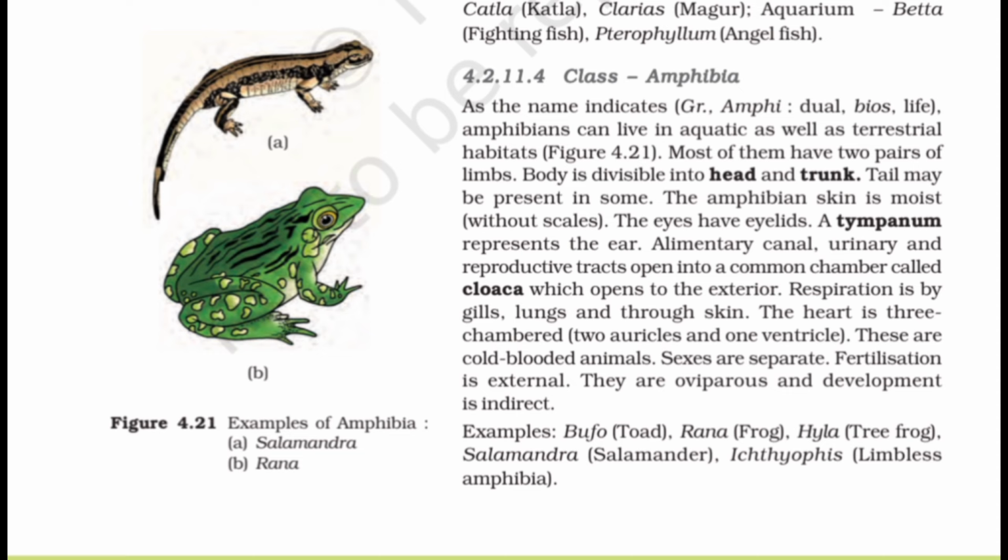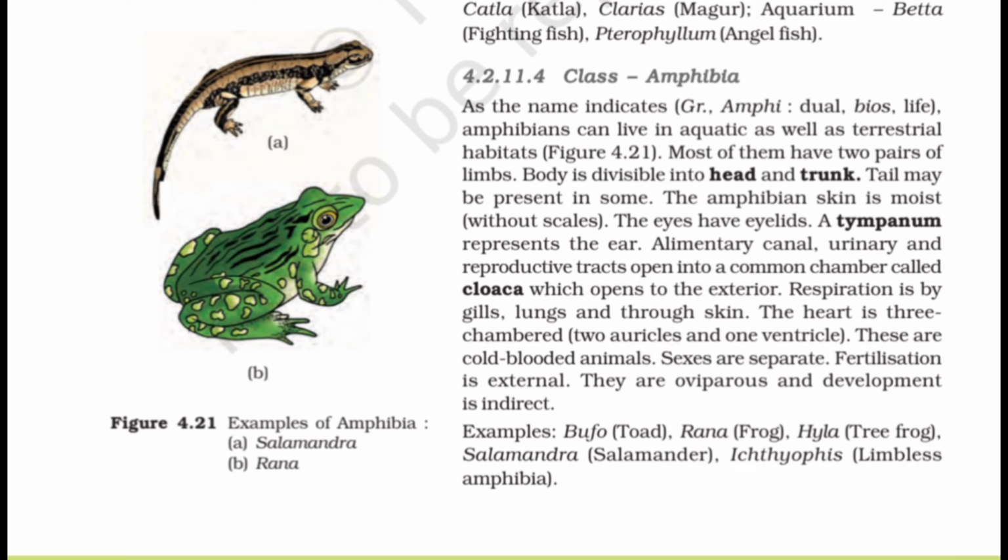Most of them have two pairs of limbs. The body is divided into head and trunk. Tail may be present in some. The amphibian skin is moist without scales. The eyes have eyelids. A tympanum represents the ear. The alimentary canal, urinary and reproductive tract open into a common chamber called cloaca, which opens to the exterior.